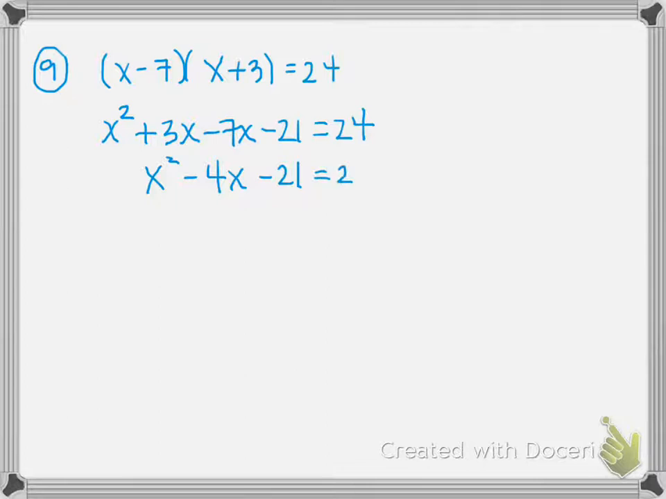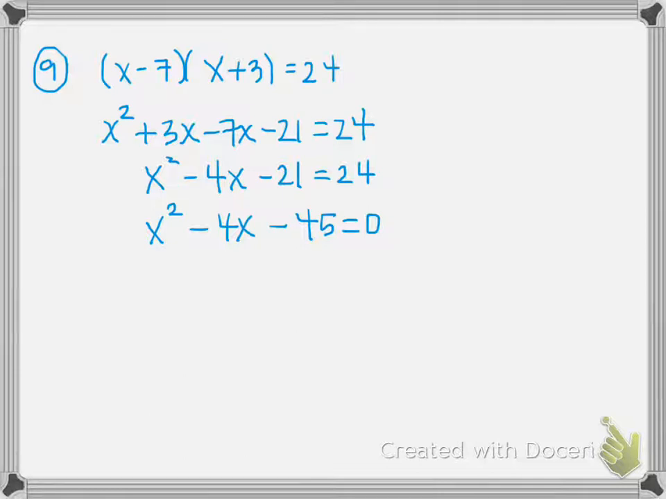The reason I need to do that first is because it was factored and equal to 24. And you can't set the factors equal to 24. You can only set the factors equal to 0. So now I need to move the 24 to the other side. So when I subtract, it's going to be x squared minus 4x minus 45.